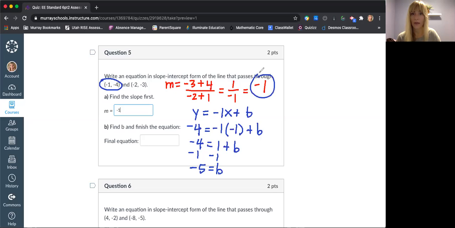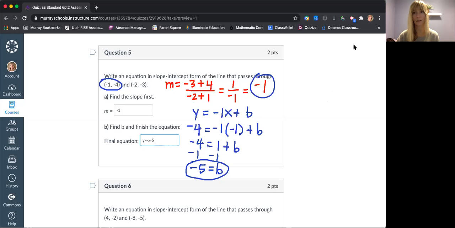We now have m and b, which means we are now ready to finish our equation. This says final equation, so this is where I type my y equals m. You can type negative 1x minus 5, or you could have just typed negative x minus 5. Either of those are correct because they're the same thing. So that one we had to find m, type it in. Then we had to finish and find b and just type in our final equation.